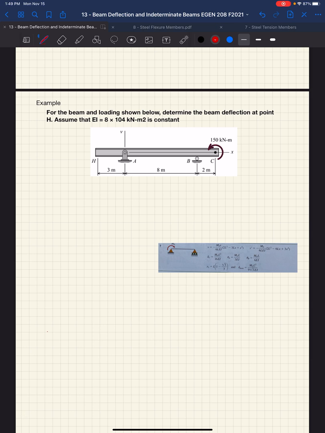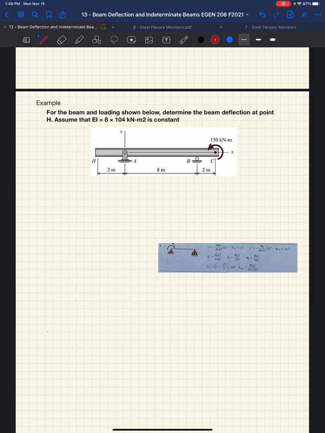So if we had an example here for a beam, it's loaded as shown, so we have a concentrated moment. A simply supported beam with overhangs on each side. And on one end of the overhang, we have a concentrated moment of 150 kilonewton meters. And they asked us to determine the beam deflection at point H. Assume that EI, the modulus of elasticity times the moment of inertia, is 8 times 10 to the 4th kilonewton meters squared.